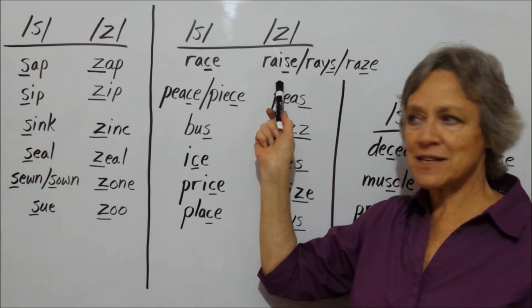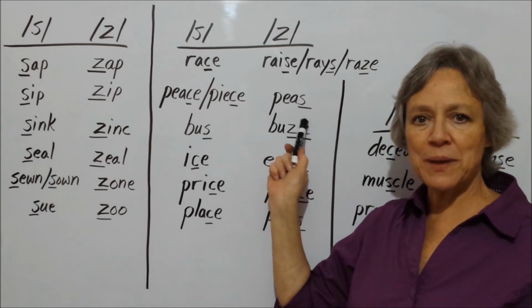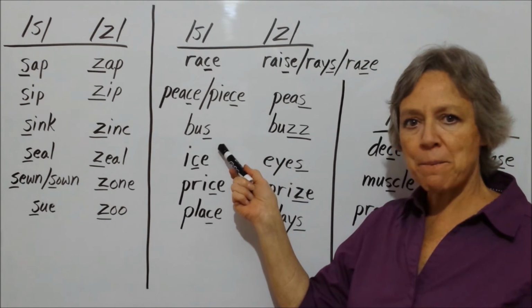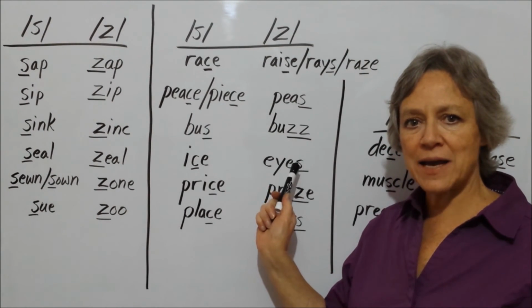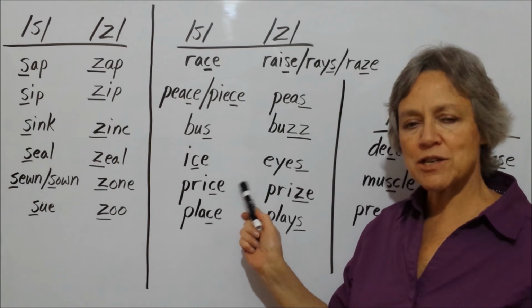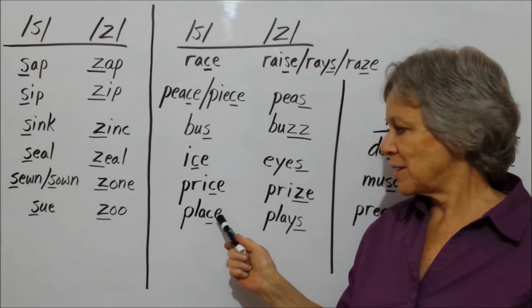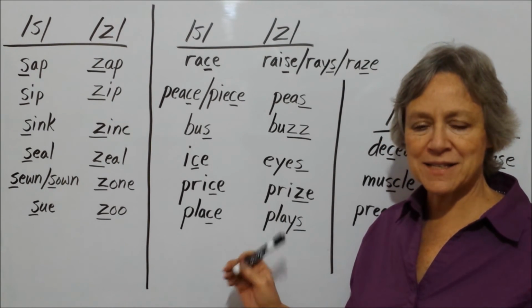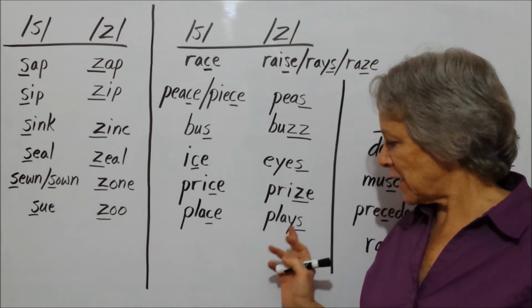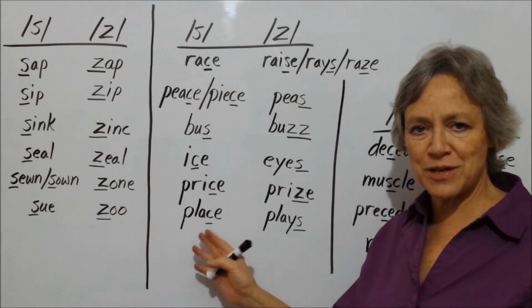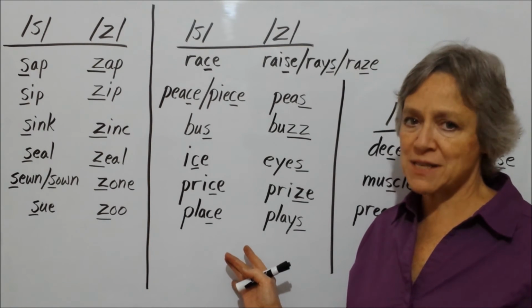Race, raise. Peace, peas. Bus, buzz. Ice, eyes. Price, prize. Place, plays. All right? One thing I did not mention is that the spelling may be very different in pairs of words, but the sounds are the same.